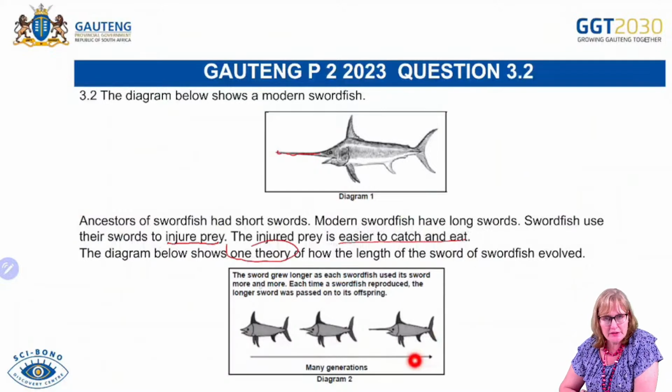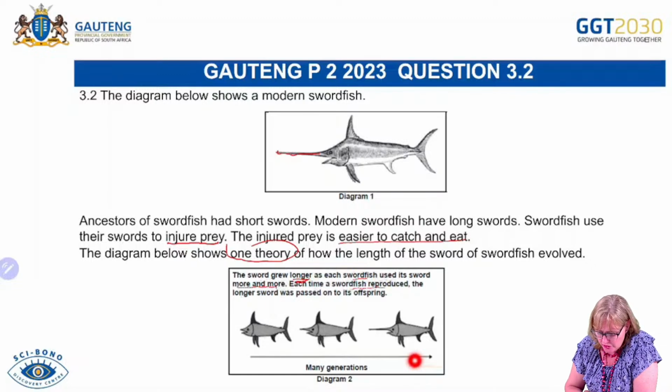Now, let's read this theory. The sword grew longer, and I hope you did read this. I hope you didn't just glance at it, because if you didn't read it, you couldn't answer the question correctly. Don't be lazy. The sword grew longer as each swordfish used its sword more and more. Now, who said that, Darwin or Lamarck? Who said if you use something more, it will become longer and longer or stronger and stronger? Yes, you're right, Lamarck did.